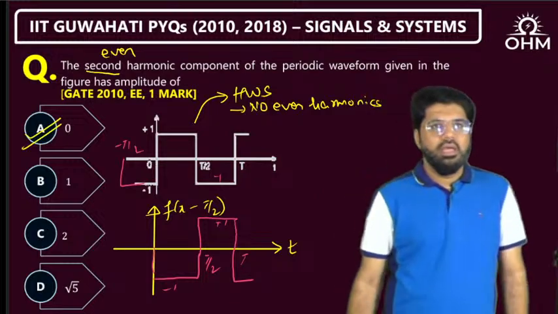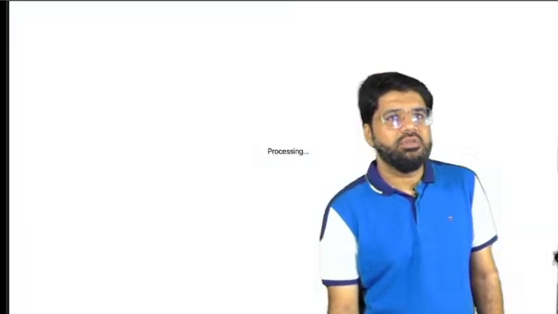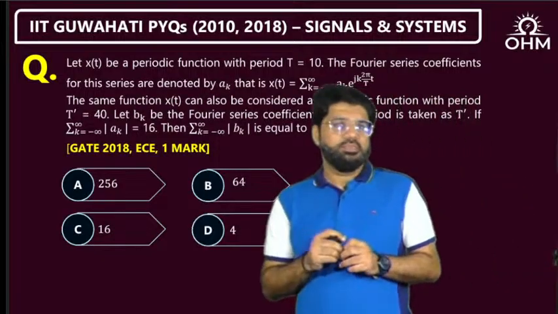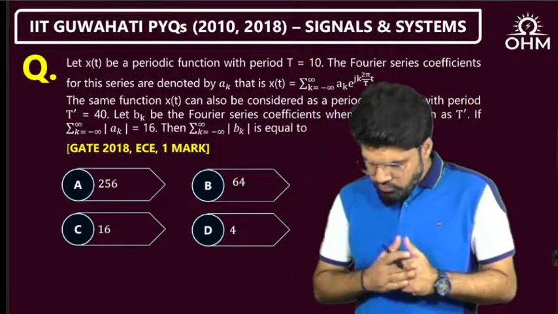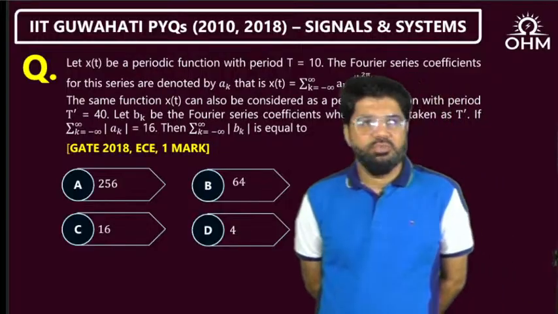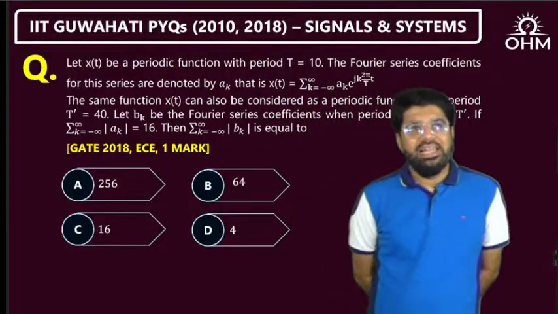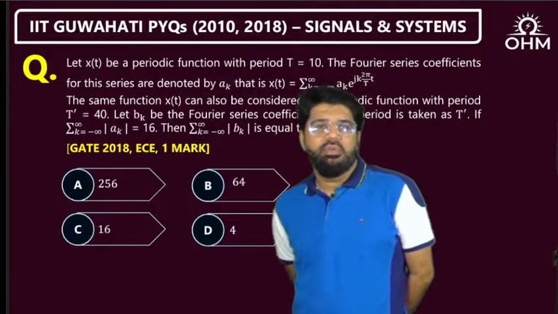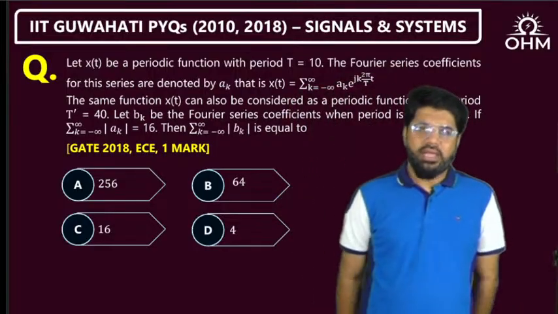Okay. All right, if this is clear, next question for you. GATE 18 EC, 1 mark, fundamental Fourier series property. Let x(t) be a periodic function with the period T equal to 10.